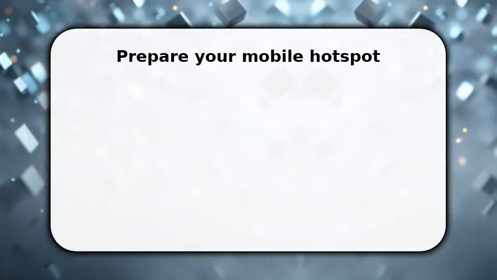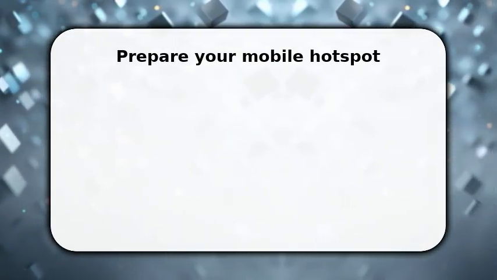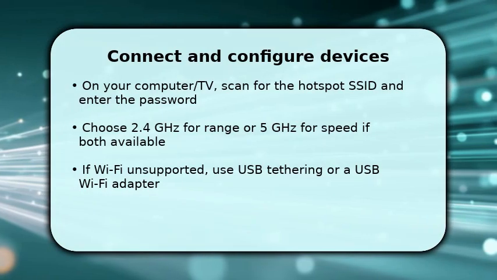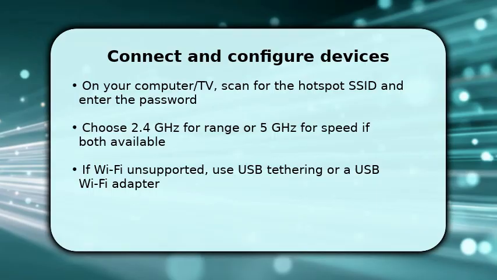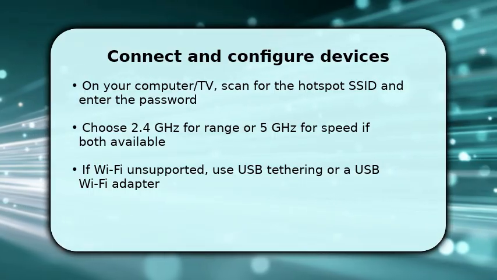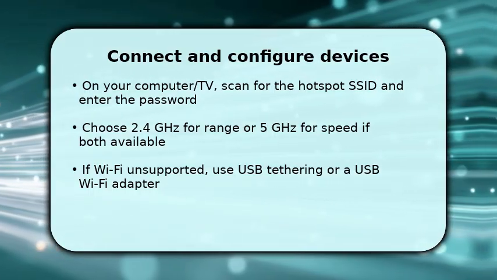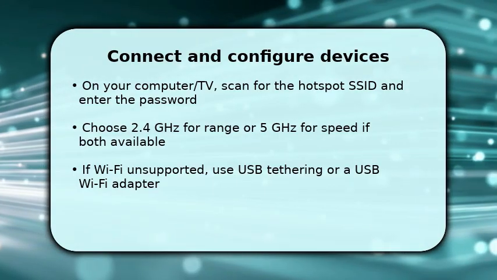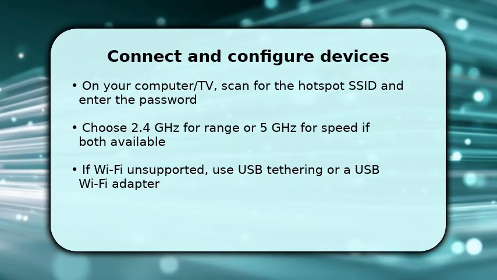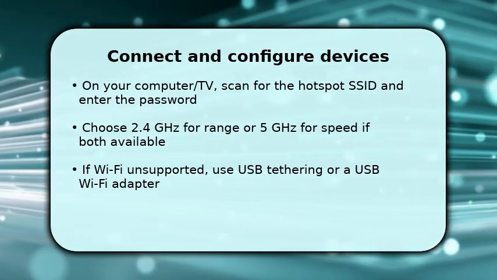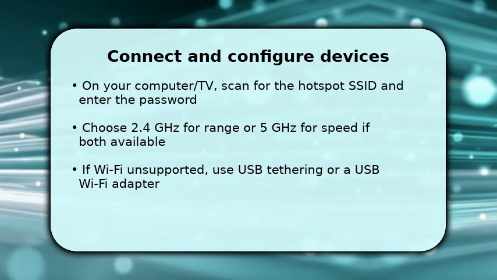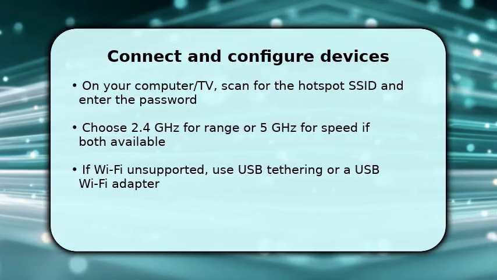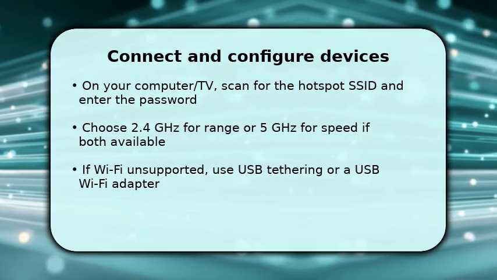Now connect your target device to that hotspot. On the device, scan available networks, pick the SSID you set, and type the password. This establishes the link. If you need longer range, choose 2.4 GHz, but select 5 GHz for faster throughput when in range. If the device lacks Wi-Fi, switch to USB tethering from the phone or plug in a USB Wi-Fi adapter. Those options convert your hotspot into a working connection.